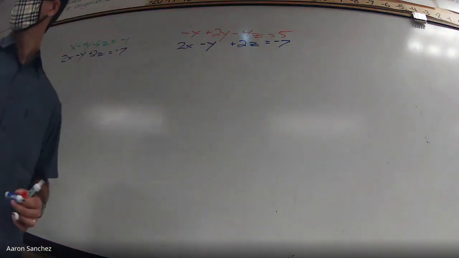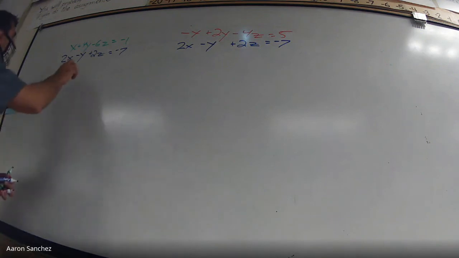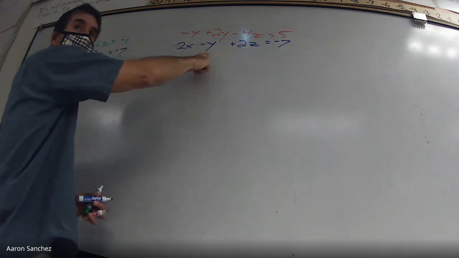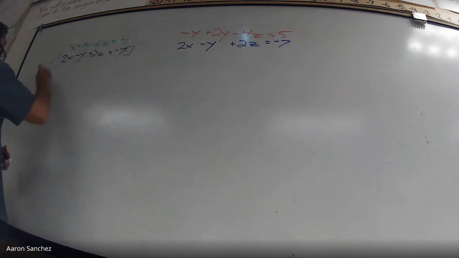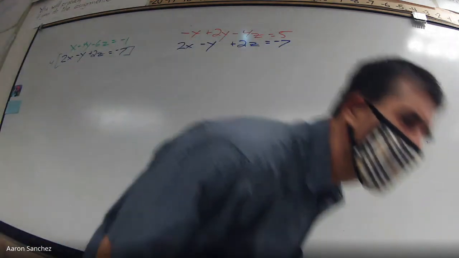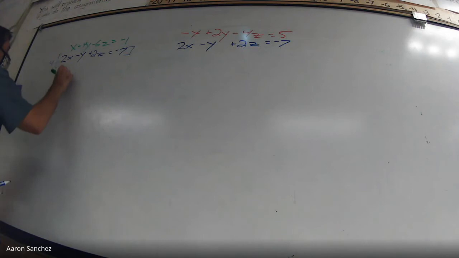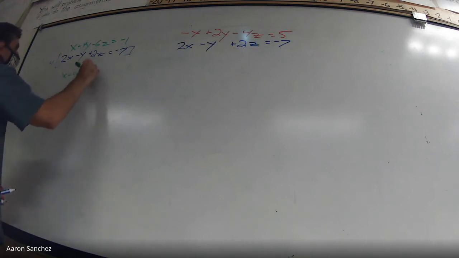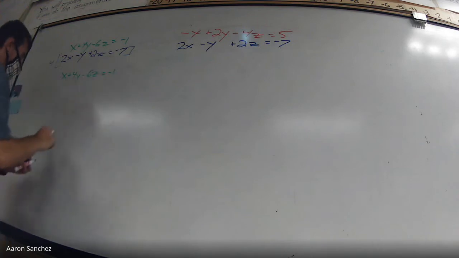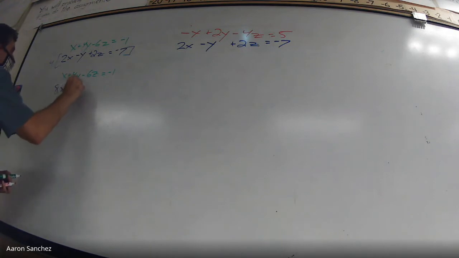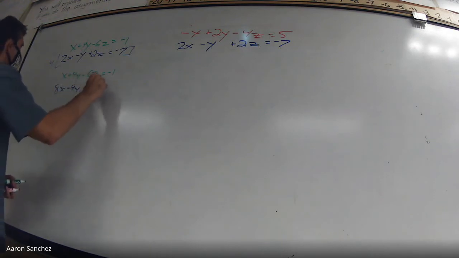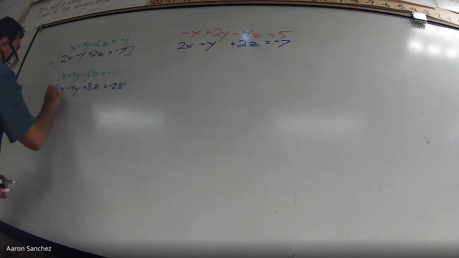All right, so you guys see my two equations there? So this y I'm going to multiply by 4, right? And this y, what am I going to multiply it by? 2. So this one, multiply by 4. So I'm going to take my green, I'm going to write it down again. Can you see that over there? Yeah, you can see it. So I'm going to say x plus 4y minus 6z equals negative 1. And then 8x minus 4y plus 8z equals negative 28. And I'm going to add that.